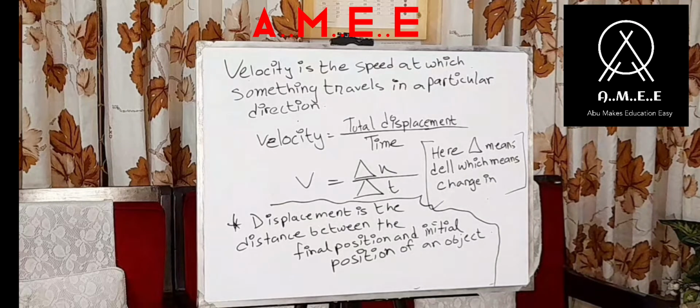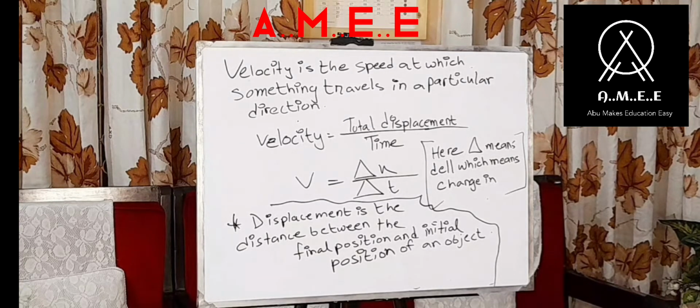Displacement is the distance between the final position and the initial position of an object. Now the final thing is: what is acceleration? The rate of change of velocity in a specific direction is known as acceleration. Acceleration is equal to change in velocity by time taken.